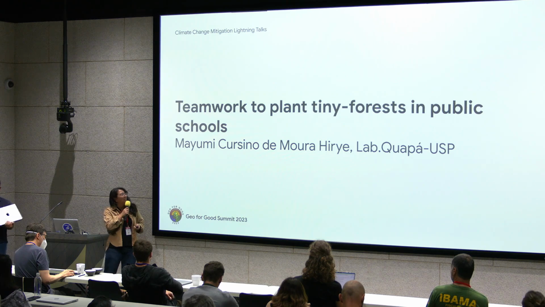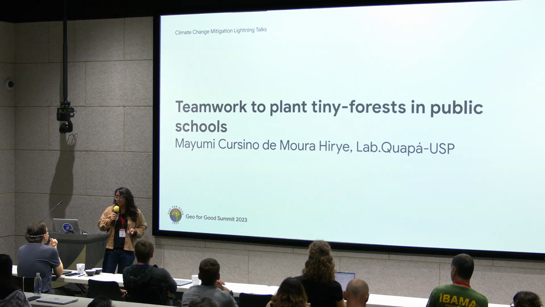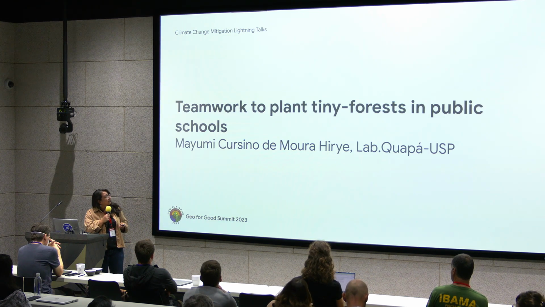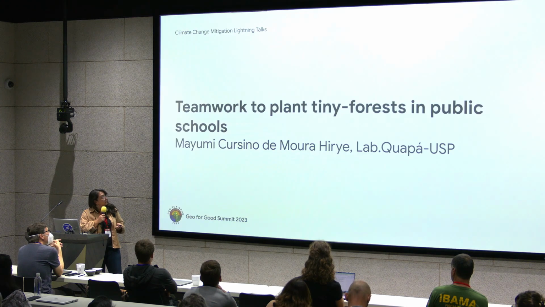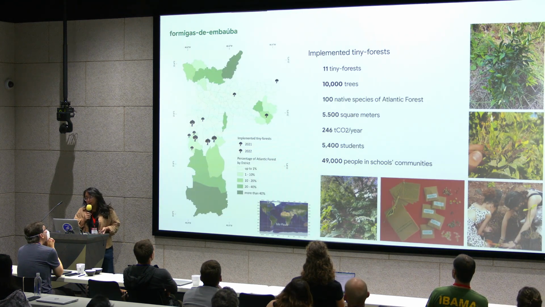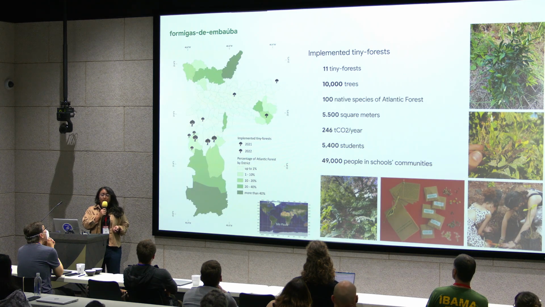Okay, thank you very much. I'd like to begin by highlighting that I'm part of the Map Biomass project, mapping urban areas in Brazil. Last year, Map Biomass was contacted by an NGO called Formigas de Embaúba. Formigas in English means ants, and Formigas de Embaúba is a kind of ant commonly found in Embaúba trees.